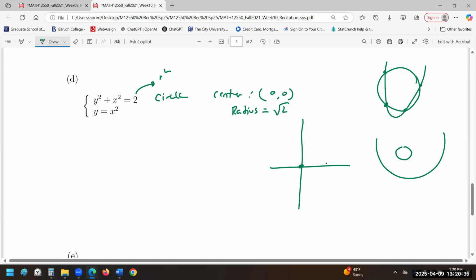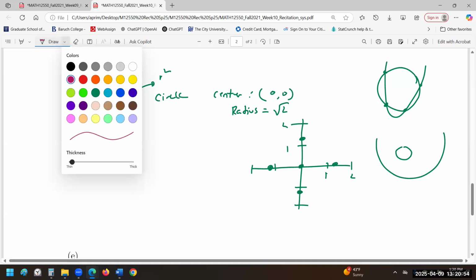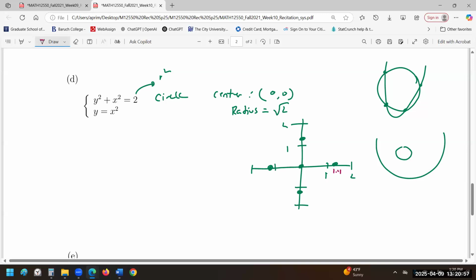If this is 1 and this is 2, 1.4 is somewhere here. So we have 1.4 units in all directions. And then you connect them. It doesn't look like a circle, but assume it's a circle. And then we go for the parabola.